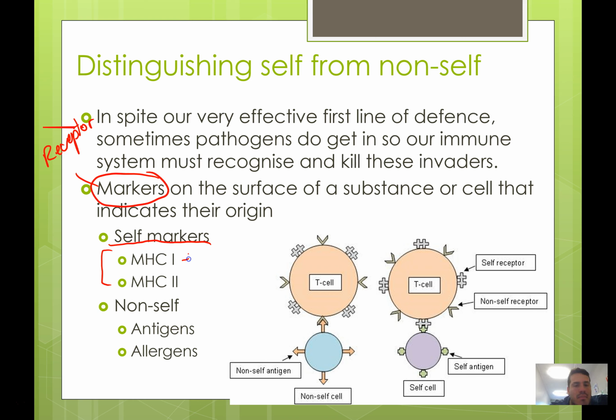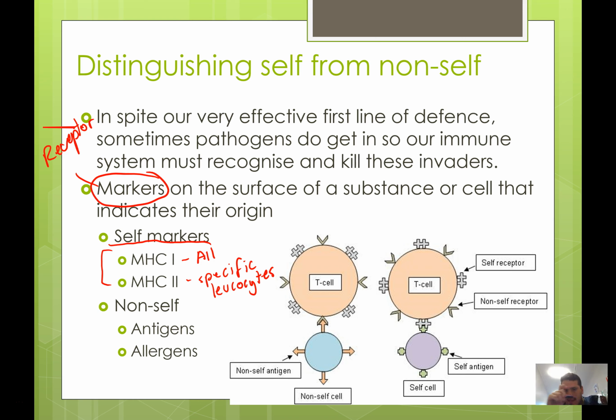MHC1 markers, all cells have. MHC2 markers, only specific leukocytes have. We're going to start calling them leukocytes, but that's the fancy biological word for white blood cells. What MHC1 and MHC2 stand for, you don't have to know; you can just use the MHC acronym. It's Major Histocompatibility Complex, which just means it's the complex that your body uses to recognize itself. We'll talk about those later on.